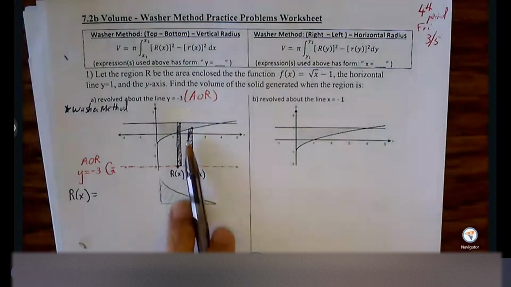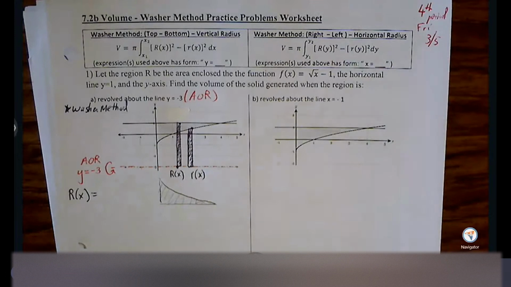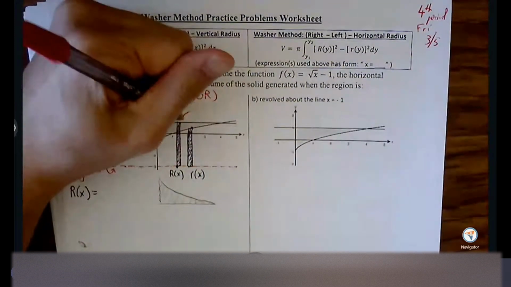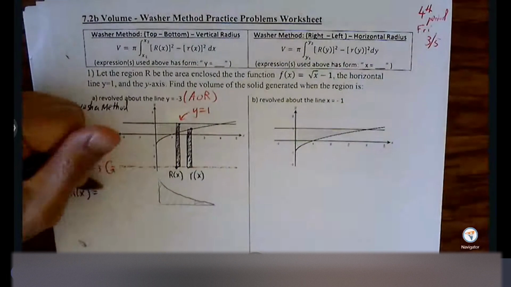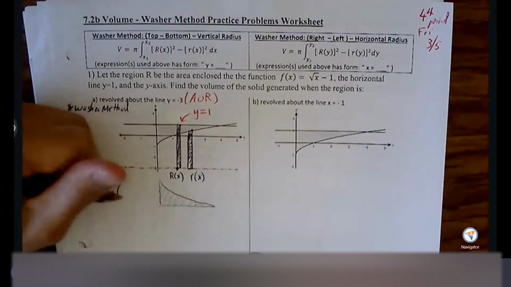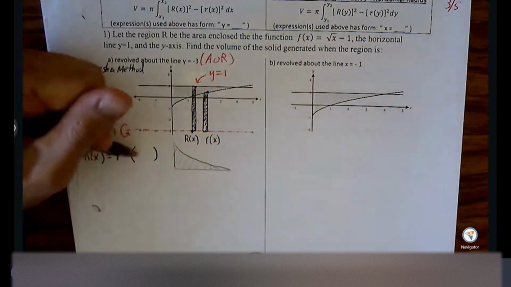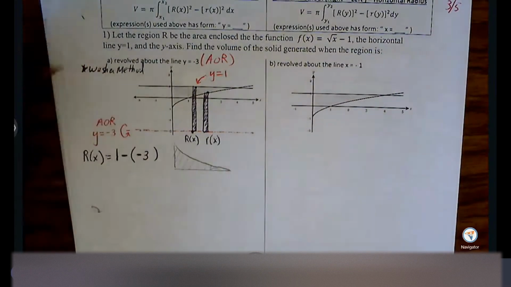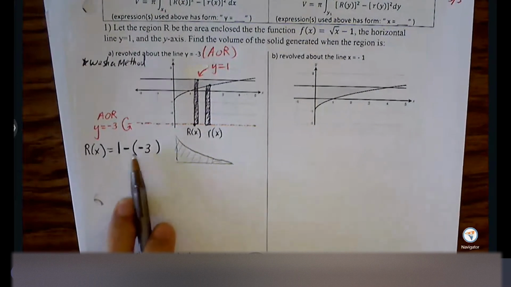Okay, so we look at the top of big radius. What is that touching? y equals 1. So that's going to come first. So top minus bottom, top minus parentheses. That's a good habit for us to have. And what's the bottom of big radius hitting? -3, right?